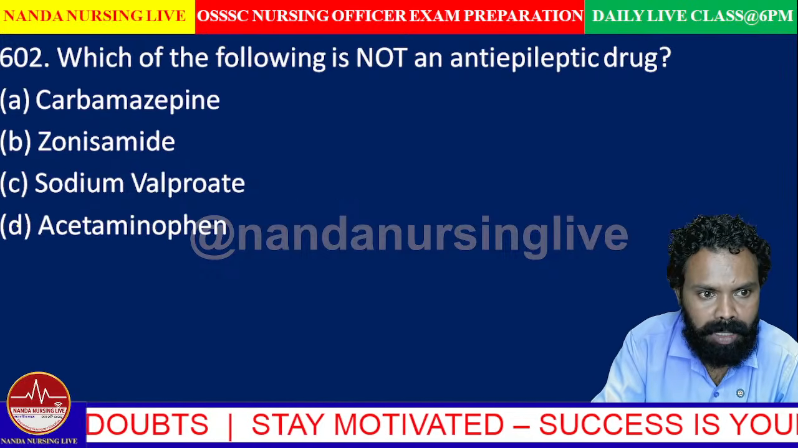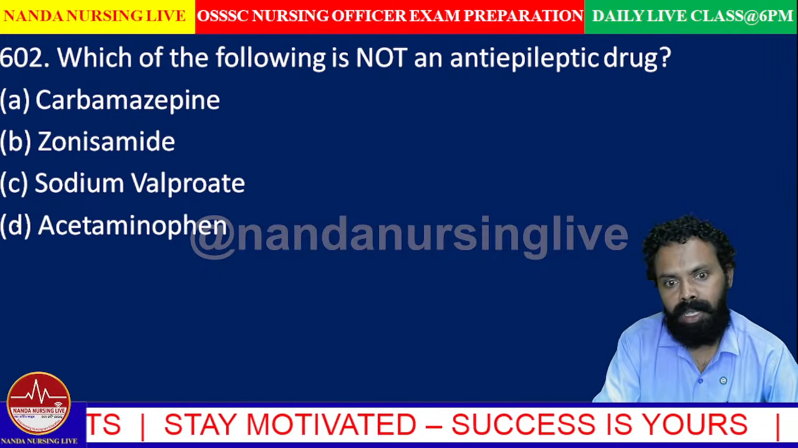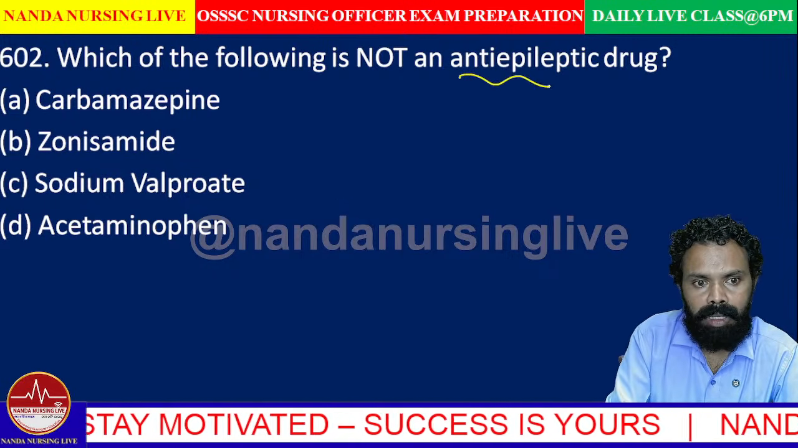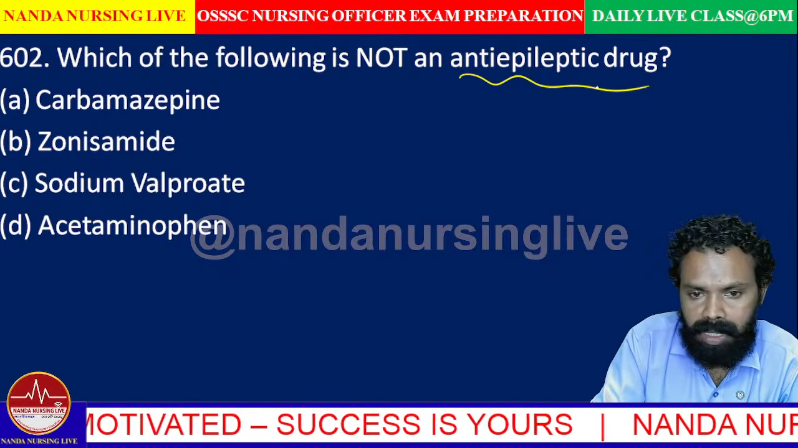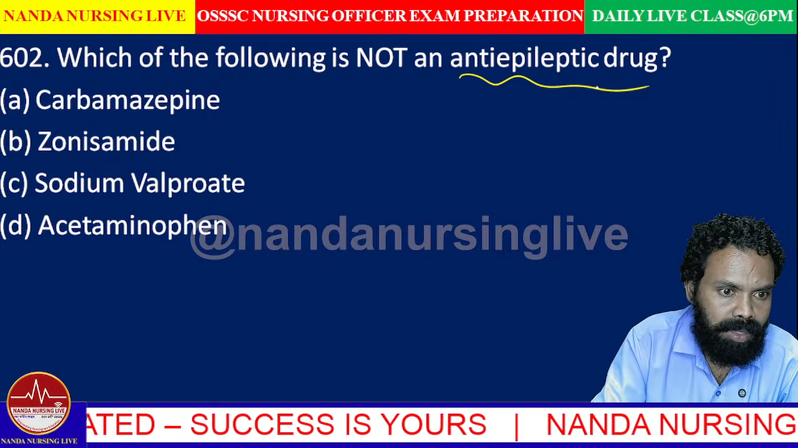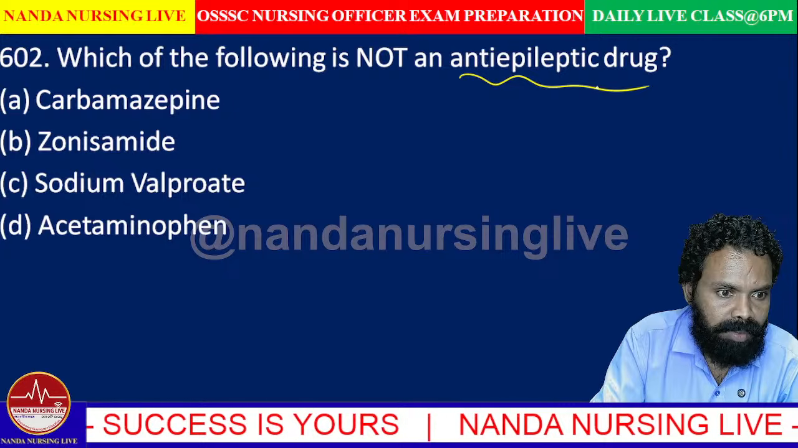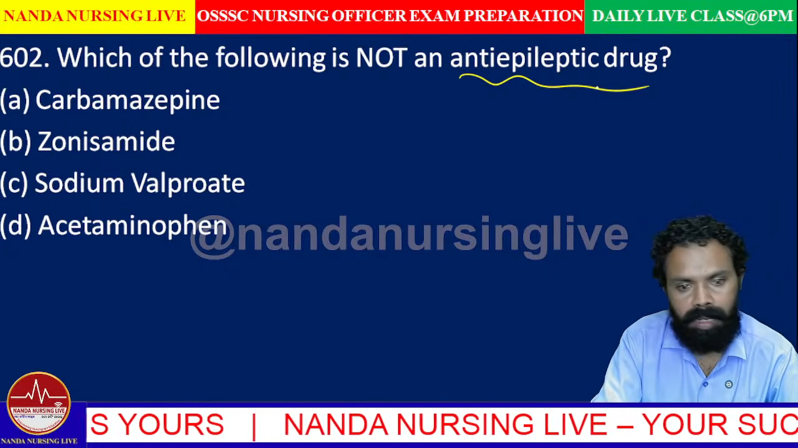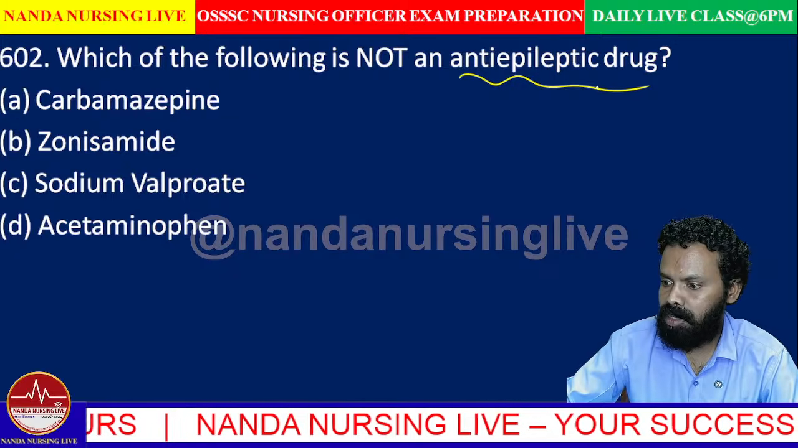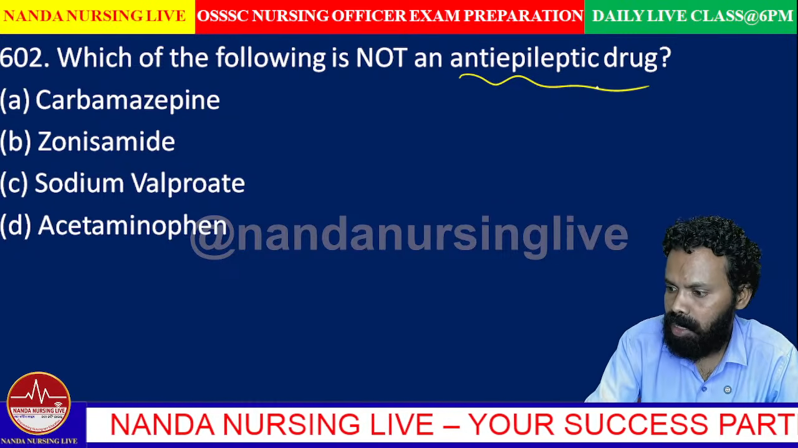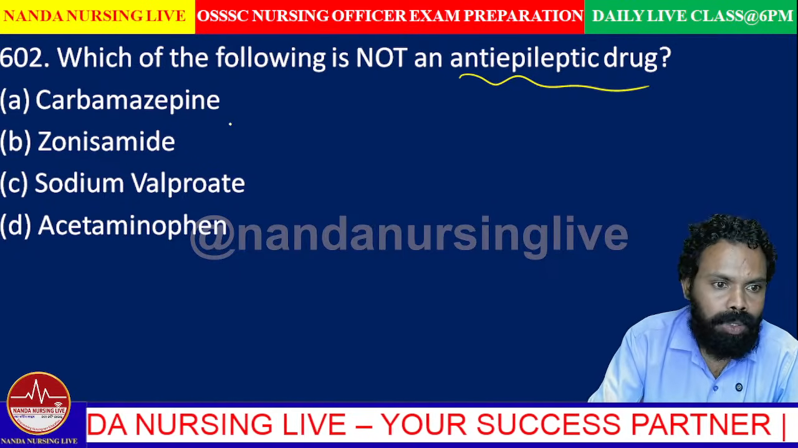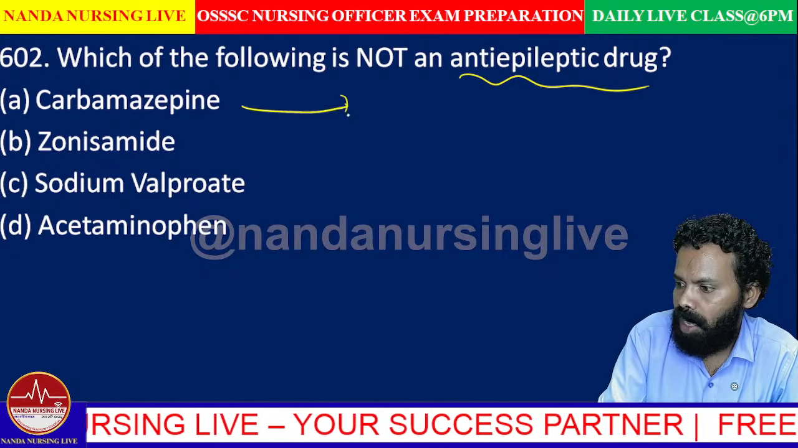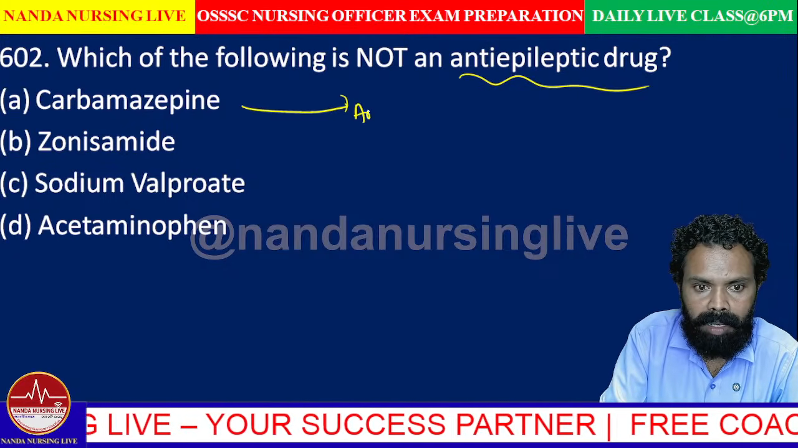Next question number 602. Which of the following is not an anti-epileptic drug? Option A carbamazepine, option B zonisamide, option C sodium valproate, option D acetaminophen. So which option is the correct answer? So carbamazepine is an anti-epileptic drug, right? This is an anti-epileptic drug.